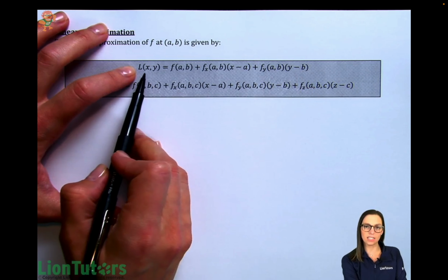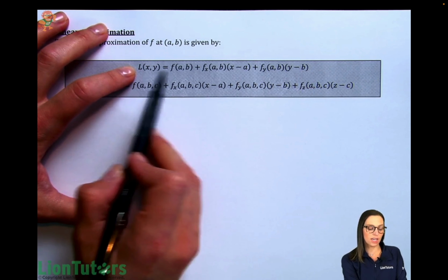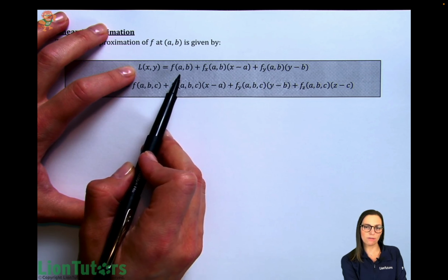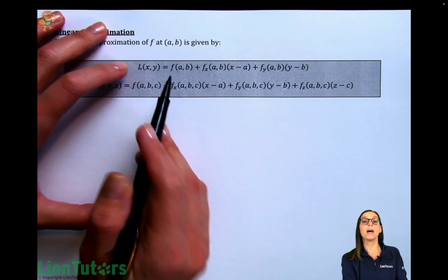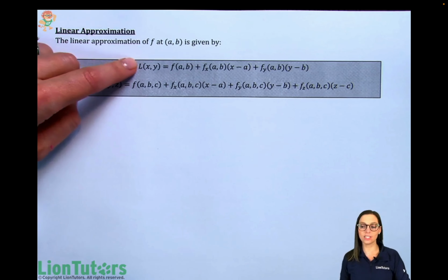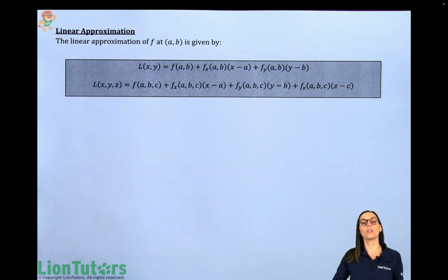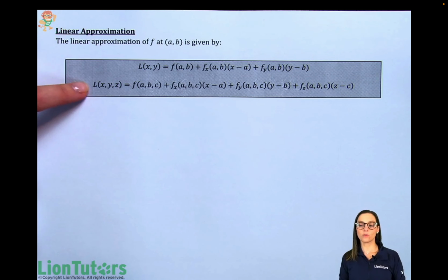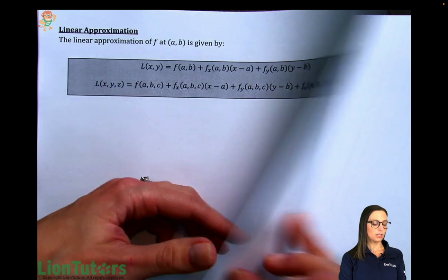Instead of calling it a z, they call it an L of xy, and instead of calling it a c, they call it an f of ab and move it over to the other side, but it is the exact same thing. So don't let the notation confuse you. All this is the equation of a tangent plane. What we're going to be doing now, instead of just finding it, is we are going to use it to approximate values. This would be your linear approximation formula if you have a function of 3 variables instead of 2. We'll get into that in a minute. Let's do an example.